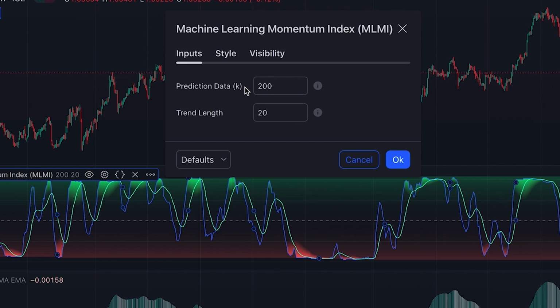On the other hand, if you decrease it, it becomes more sensitive to the price changes, so you will have a less stable prediction line. And this trend length is actually the length of the trend that is used in computing the momentum. If you decrease it, the indicator becomes more sensitive to short-term price changes, so generating more false signals. And if you increase it, the indicator becomes less responsive to short-term price changes.